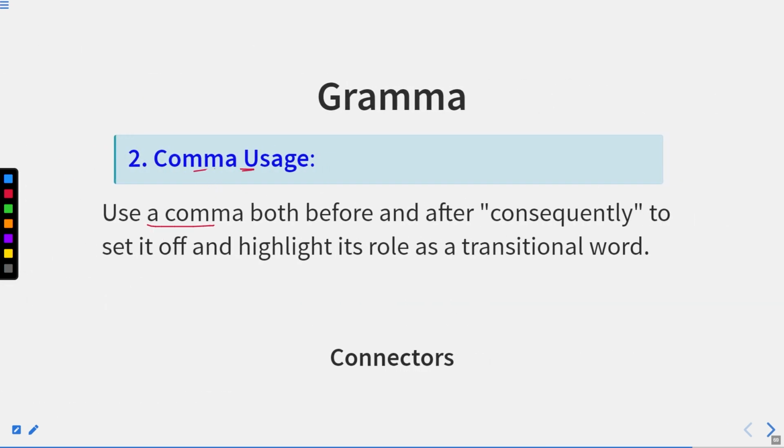Comma usage. Use a comma both before and after consequently, to set it off, highlight its role as a transitional word. It means, as I told you earlier as well, that the use of comma is not asked in some exams, but in a few exams it is asked. So you must just understand the meaning of this comma. Use the comma both before and after. Consequently, this will set off and highlight. It means it will emphasize the role of consequently.